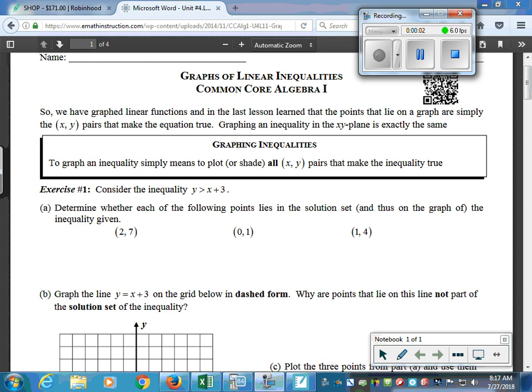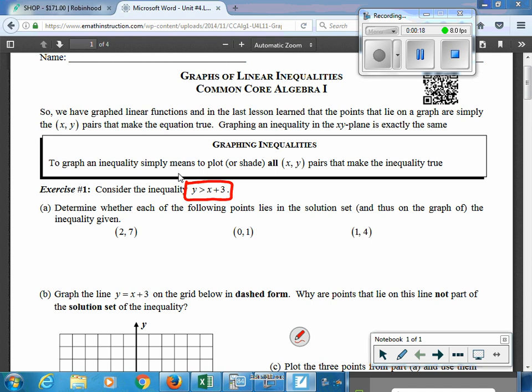We're going to talk about how to do linear inequalities. So if you look at exercise 1, instead of the linear equations we talked about, you've got y is greater than x plus 3. Now, the biggest difference with this is that we're going to talk about two different types of lines that we're going to use, and we're also going to talk about the shading.